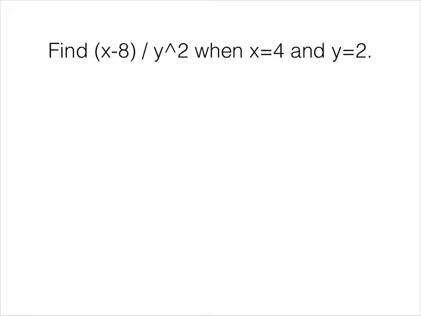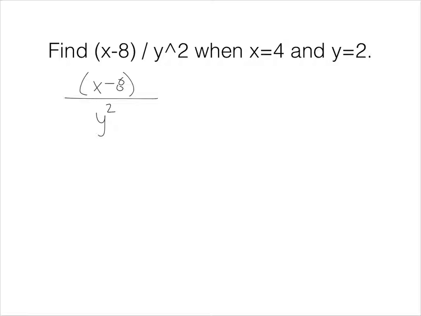Here it says find x minus 8, and that quantity divided by y to the second power. This little thing right here is called a caret. It just means y squared, or y raised to the second power, when x equals 4 and y equals 2. You can rewrite this if you want. It's a little hard to tell because my program doesn't allow me to write certain things. So this is what it looks like.